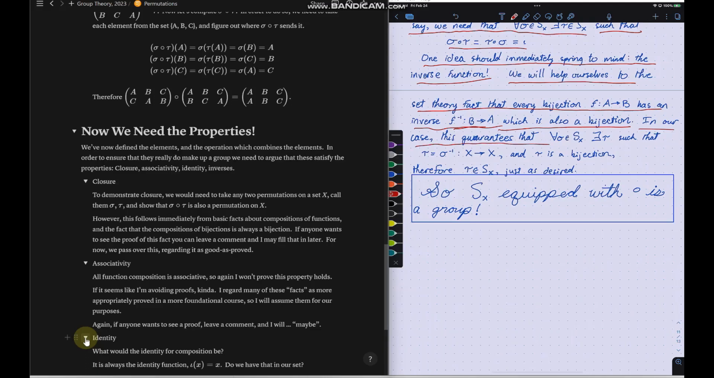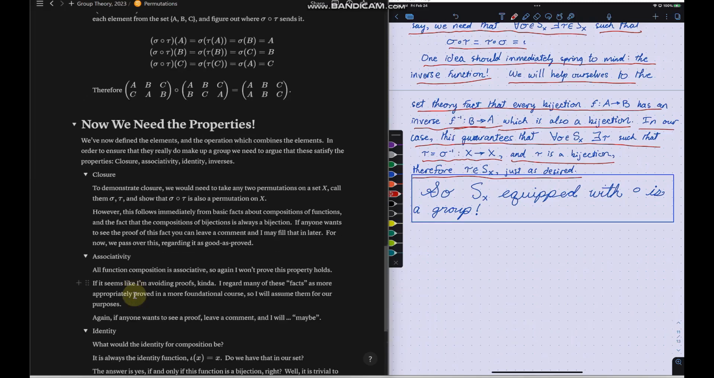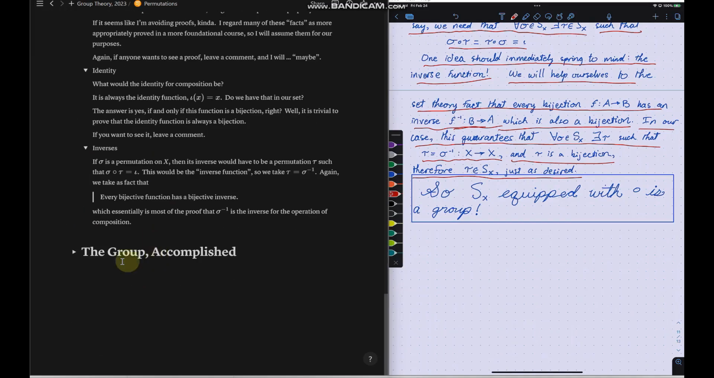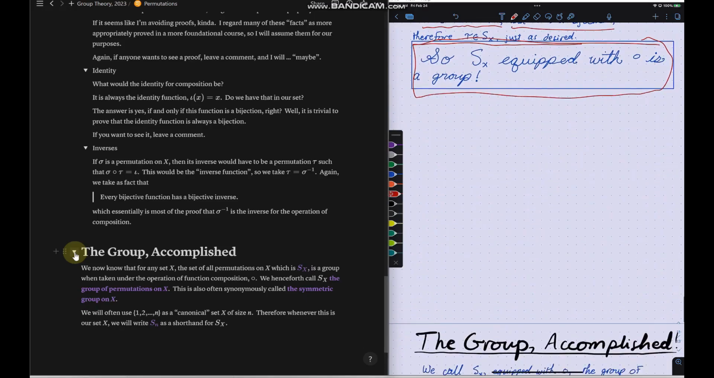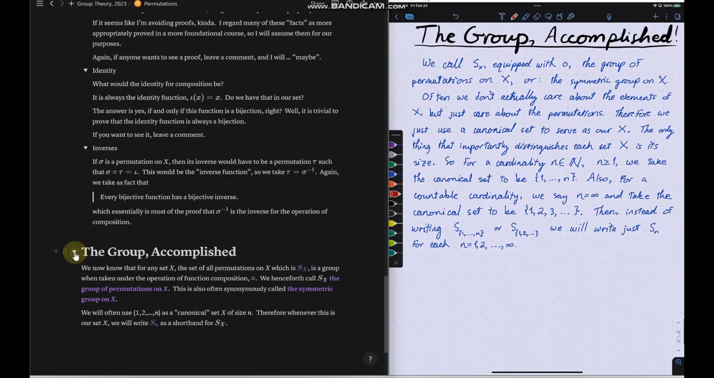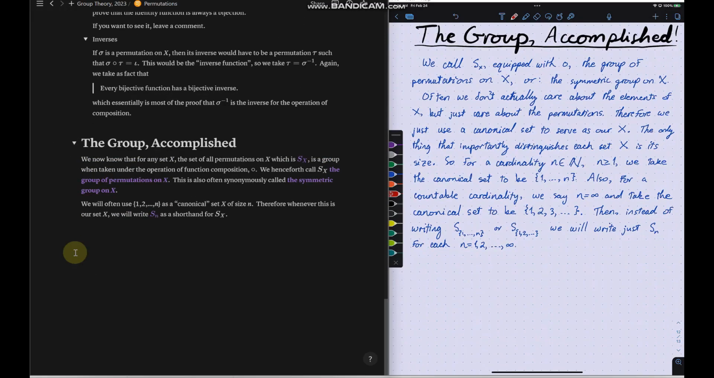In our case, this guarantees that for all sigma, there exists a tau such that tau is sigma inverse, and therefore, since sigma went from X to X, then tau goes in reverse, but that's just, again, X to X. And tau is a bijection. Therefore, tau is a permutation on X. So we have it, that S sub X equipped with composition is a group. We call S sub X equipped with composition the group of permutations on X, or the symmetric group on X.